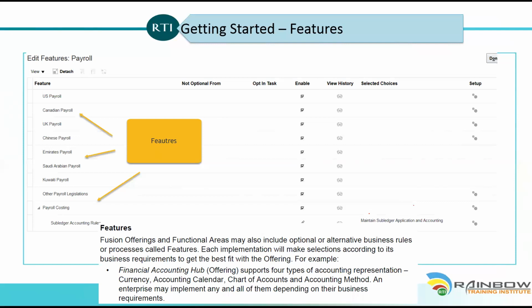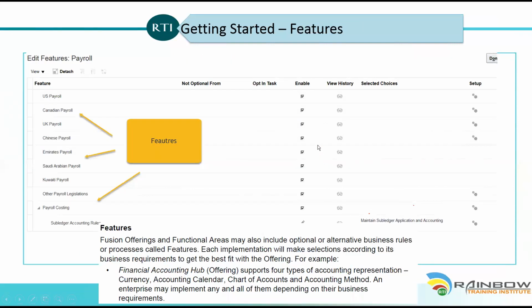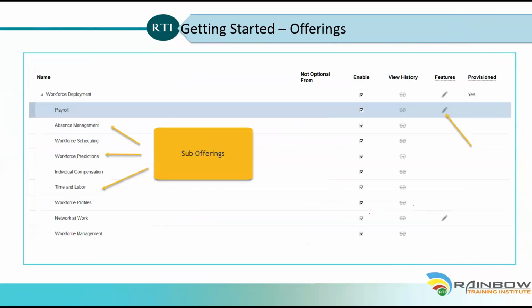And each feature will have some functional areas. As I said, the feature can be required or optional. Some of the products may not have the feature set. For example, payroll has the features, absence management doesn't have a feature, workforce predictions doesn't have a feature. So it means you can go ahead and start implementing the respective module. You can start implementing absence management. Okay.